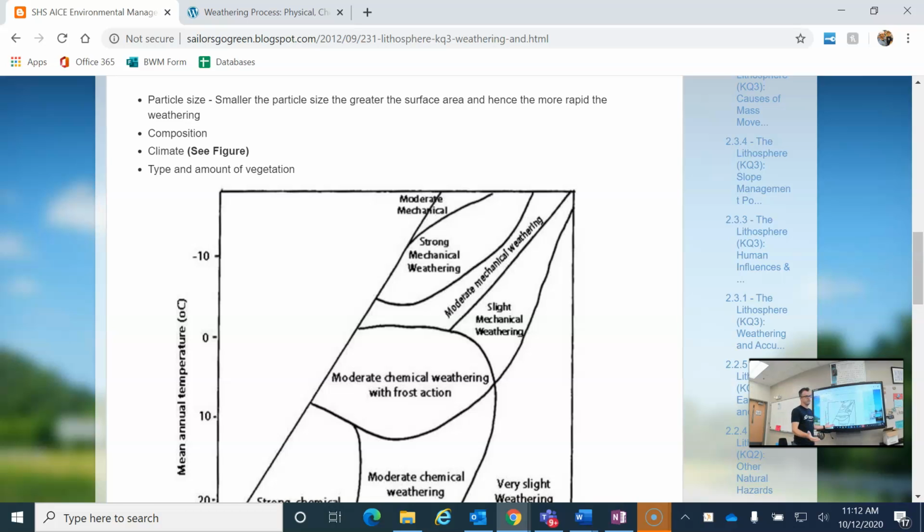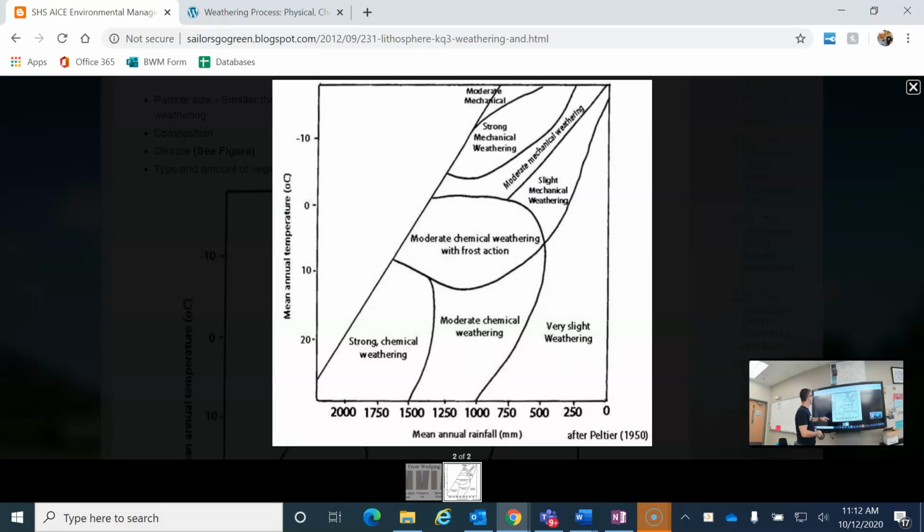The composition, different things dissolve differently, react differently, so the composition can matter. The climate, we're going to talk about that in a second, right here. All right, so you've got the climate, and climate basically breaks down. We're going to talk about this a lot, much later too. Rainfall and temperature are really contributing to climate.